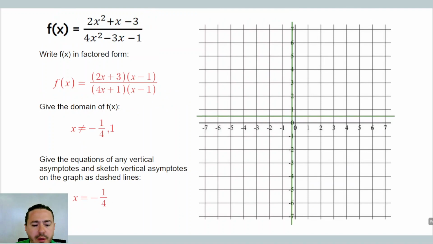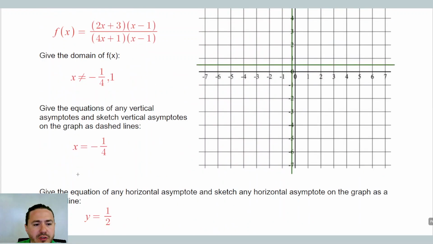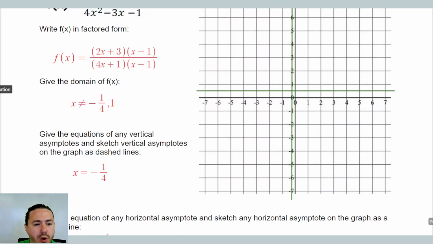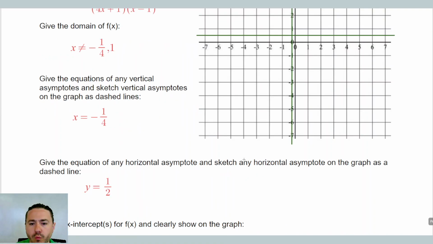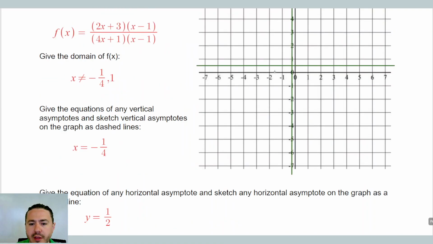And then let's see, find all x-intercepts. So we don't have one at 1, we actually have one at negative 3/2. So I'm going to write that as negative 3/2, comma 0. And we can go ahead and plot that. It's negative 1.5. So we've got a point like right here.